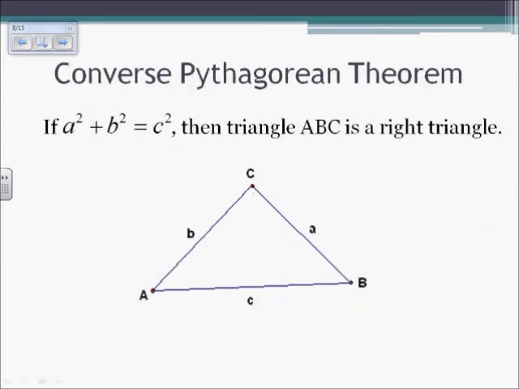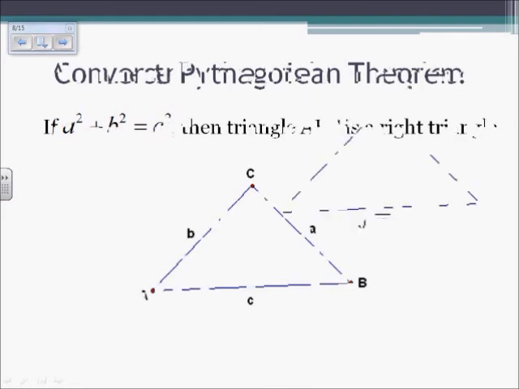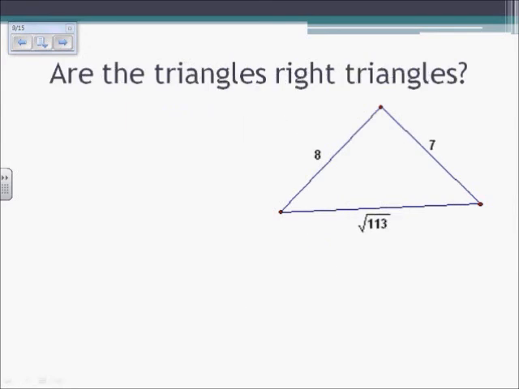Alright, let's take a look at the converse of the Pythagorean Theorem. The converse of the Pythagorean Theorem states that if a squared plus b squared equals c squared in any triangle, then that triangle, this one being ABC, is a right triangle. So if that statement holds true, then we know we do have a right triangle. So we'll use that to show whether or not we have right triangles or not. So the question would be, do we have a right triangle here in this slide?